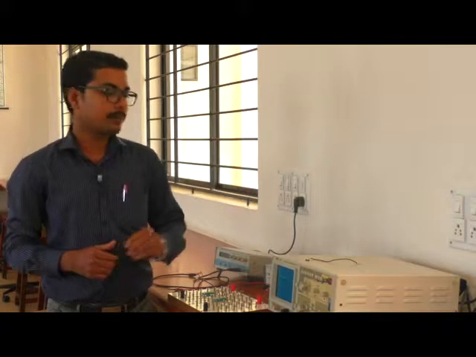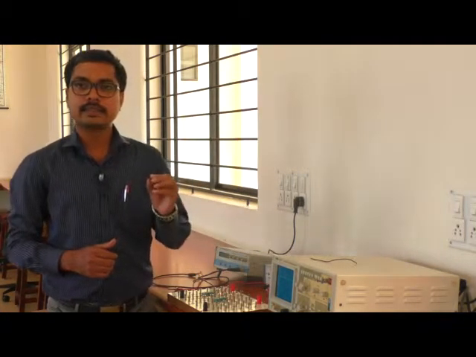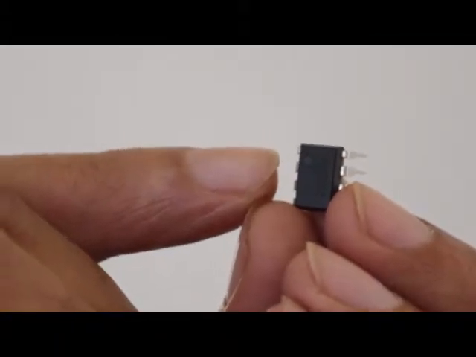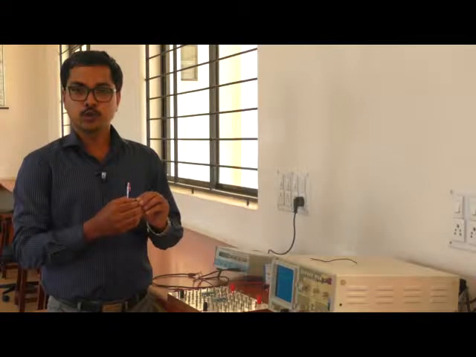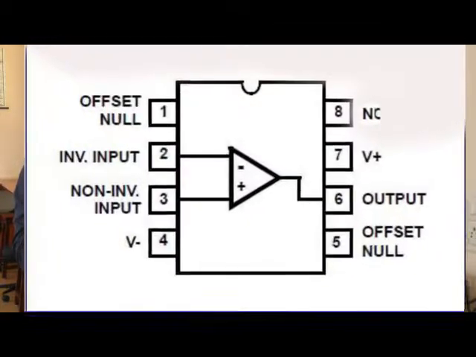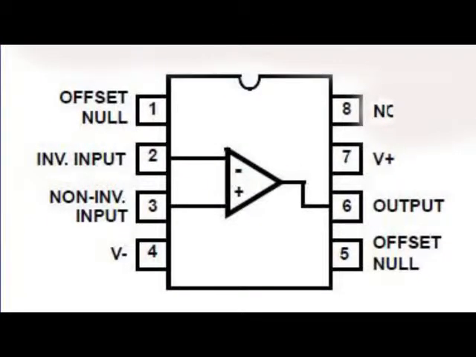Physically, amplifiers are available in IC format, which has 8 pins. We are using 2 input pins, that is pin number 2 and 3. It is a MU-A741 OPAMP, so it has 2 input pins. One is the inverting input terminal and the other is the non-inverting input terminal. Pin number 6 is used as output.